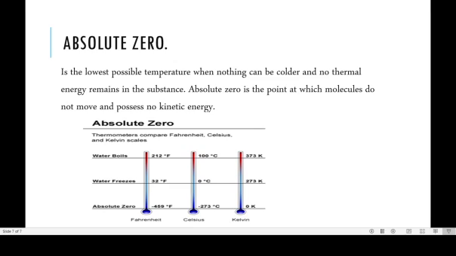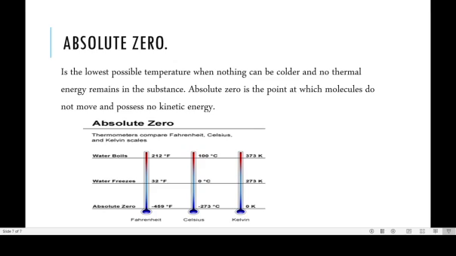If you look at the freezing point, it is 32 degrees Fahrenheit, 0 degrees Celsius, and 273 Kelvin. Then for the boiling point, it is 212 degrees Fahrenheit on the Fahrenheit scale, 100 degrees Celsius on the Celsius scale, and 373 Kelvin on the Kelvin scale.